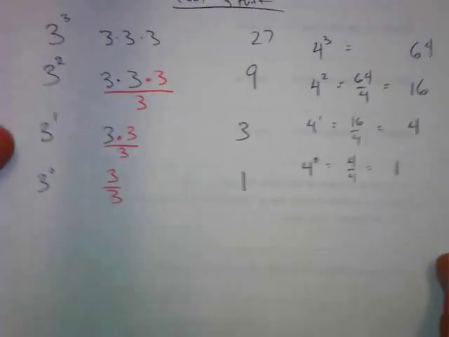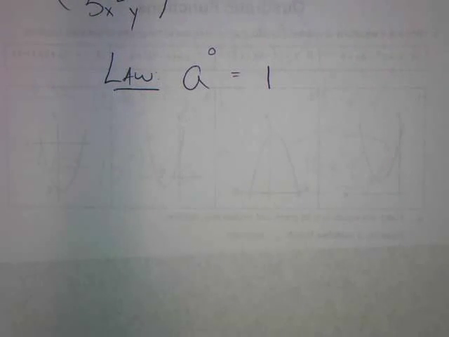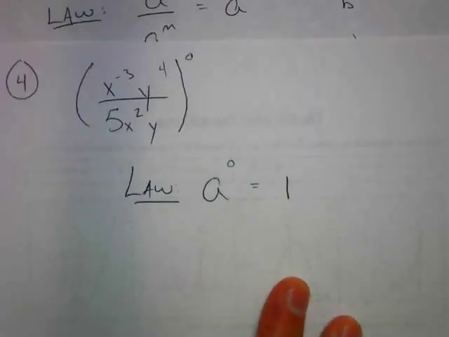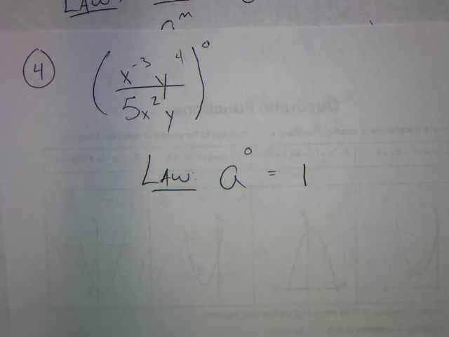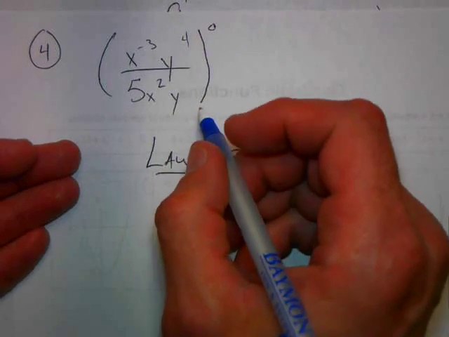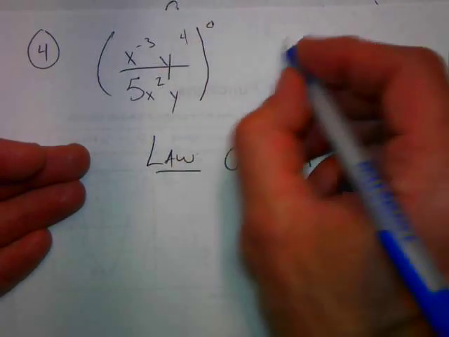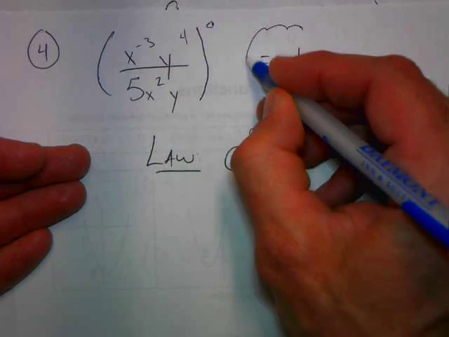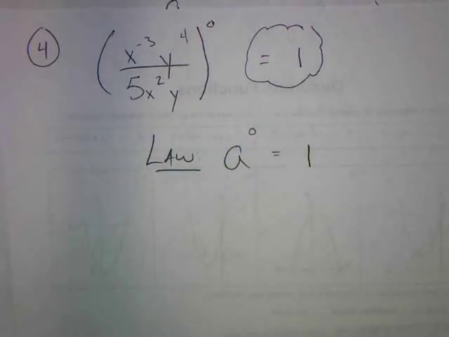And if anything to the 0 power is 1, we have a law. Law: anything to the 0 power is 1. Isn't that cool? So look at number 4. Guess what that is? Now, if you want to start using the previous law where you're applying the 0 to every exponent, knock yourself out. But this whole big thing to the 0 power is 1. What? That easy. Bam. How cool is that? When in doubt, work it out.